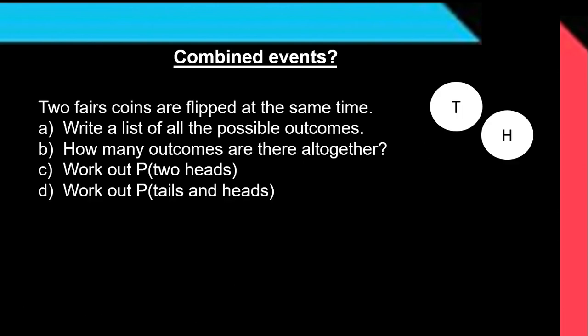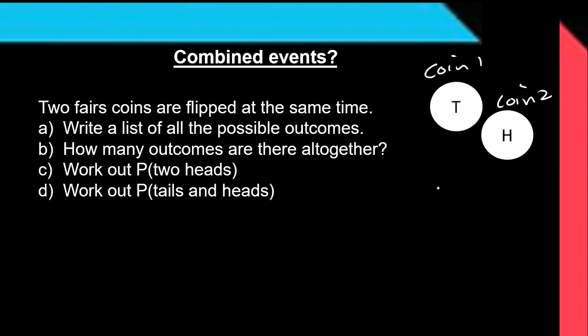Okay, so let's move on to the next question. Let's say we have 2 fair coins at the side, and they are flipped at the same time. So we have tails and we have heads that could possibly land on the coin. Let's say this is coin 1 and this is coin 2. The first question: write a list of all the possible outcomes. Okay, so I'm going to write them underneath.